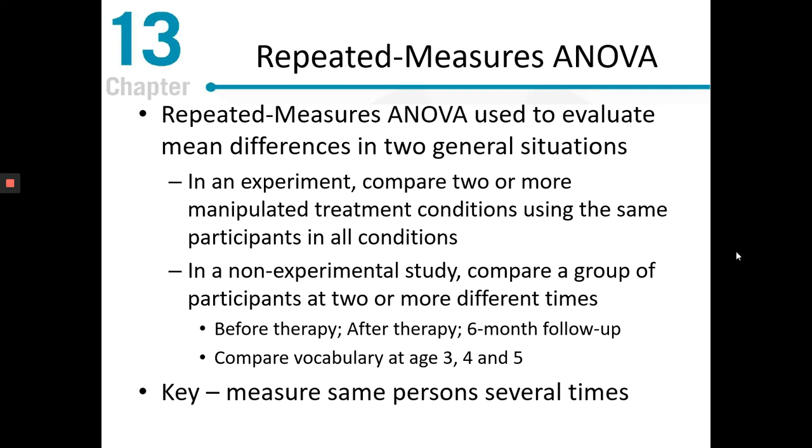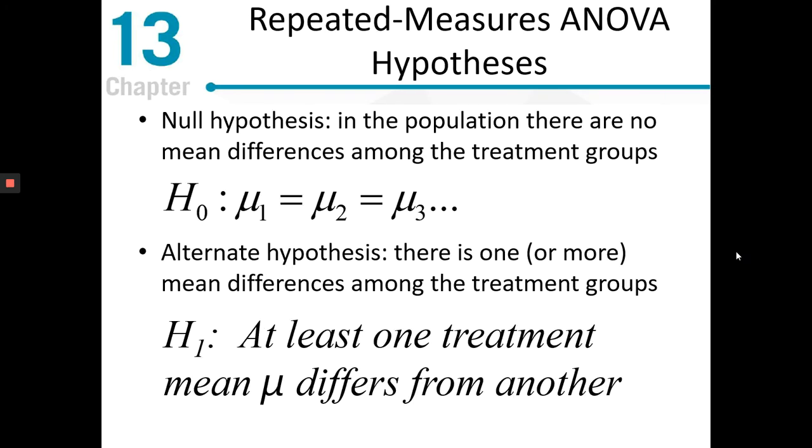to see if the therapy made a difference. And so basically in either one of these designs, whether it's an IV or whether we're repeatedly measuring people over time to see if they change, the big key to this design is that we're measuring the same people several times on the dependent variable.